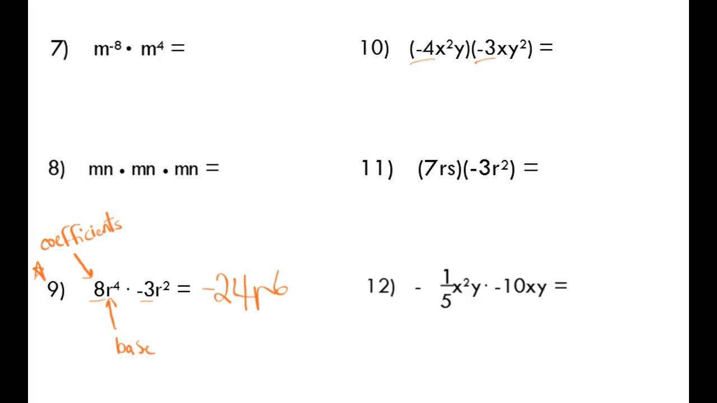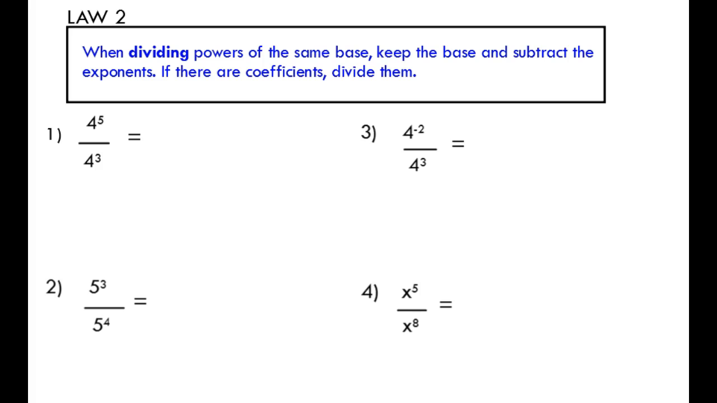All right, practice on 10 again. Multiply our coefficients. We get positive 12 this time. And remember the invisible one here and the invisible one here before we start adding. And I get x to the third and y to the third. All right, I'm going to skip the rest here and move on to law 2, which is dividing.